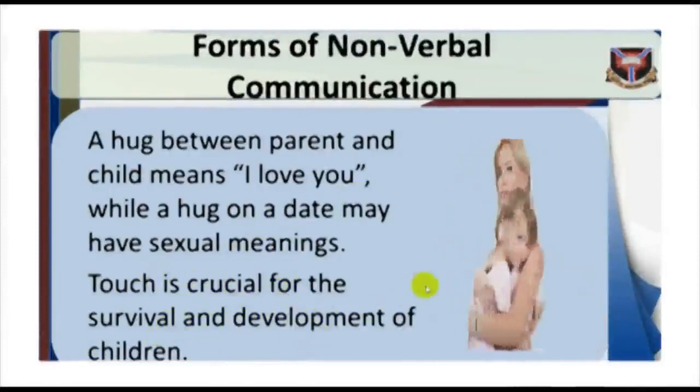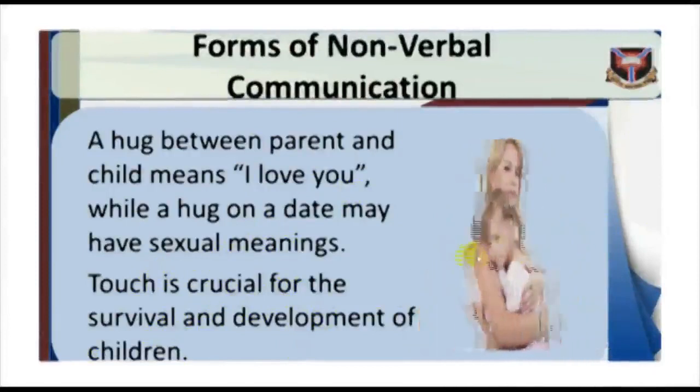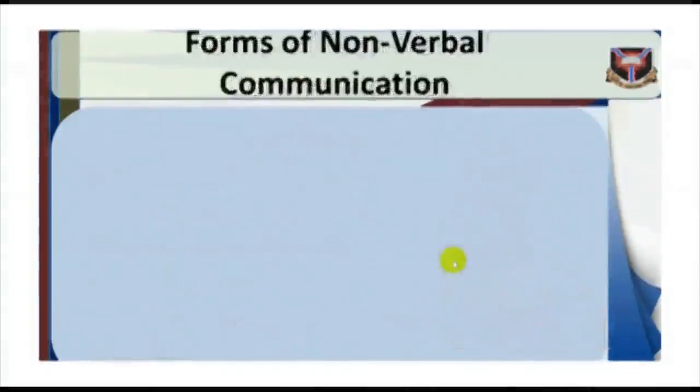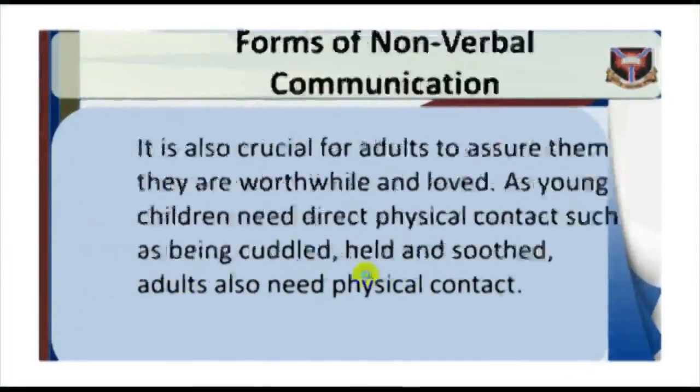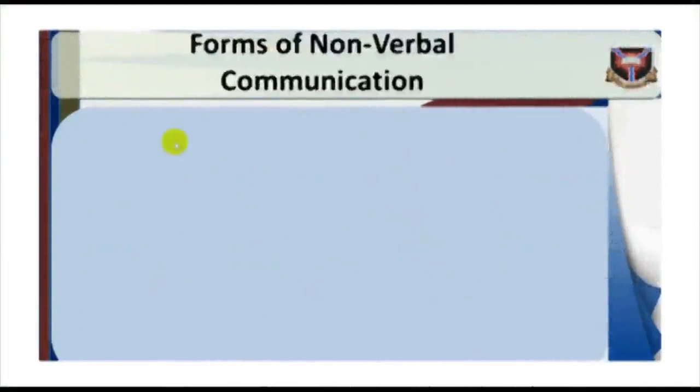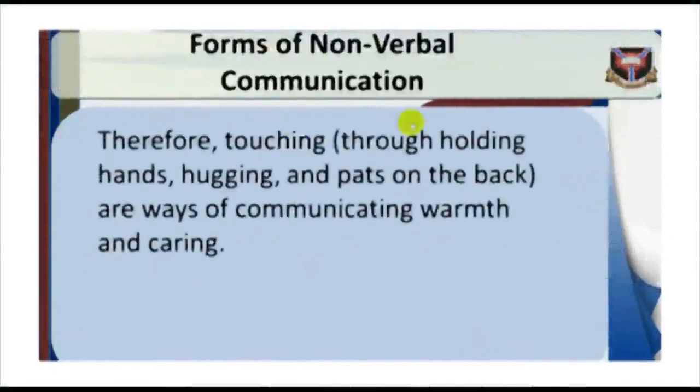It is also crucial for adults, to assure them they are worthwhile and loved. As young children need direct physical contact, such as being cuddled, held, and soothed, adults also need physical contact. Therefore, touching through holding hands, hugging, and pats on the back are ways of communicating warmth and caring.